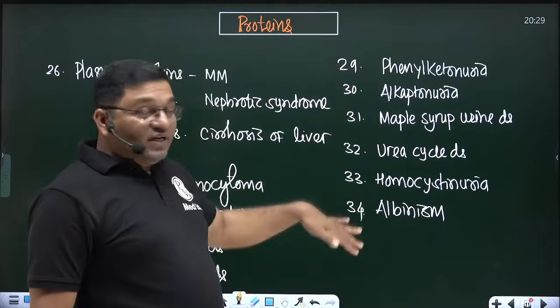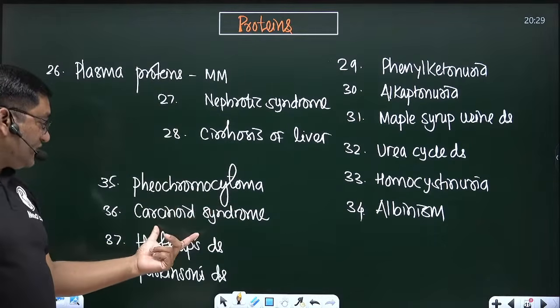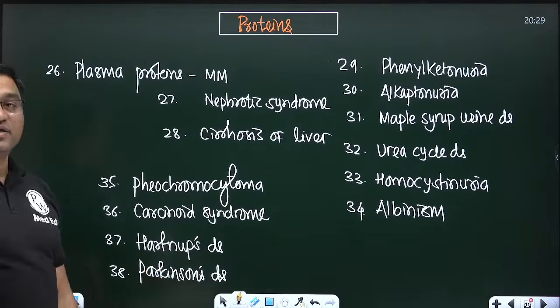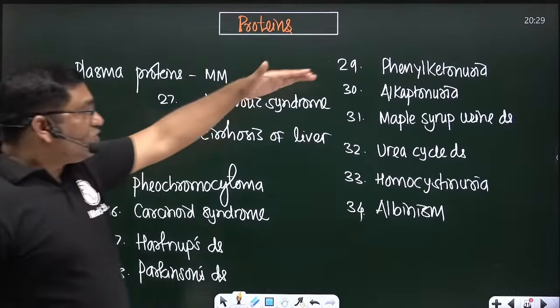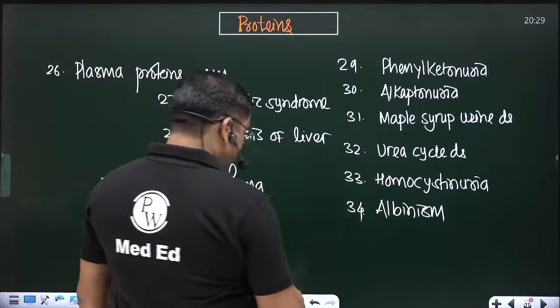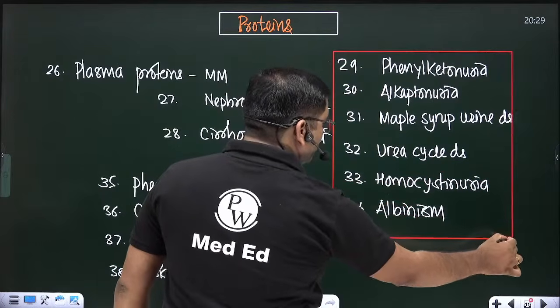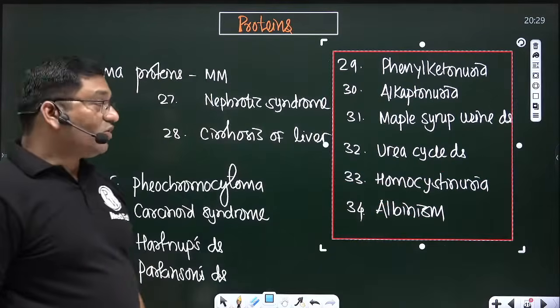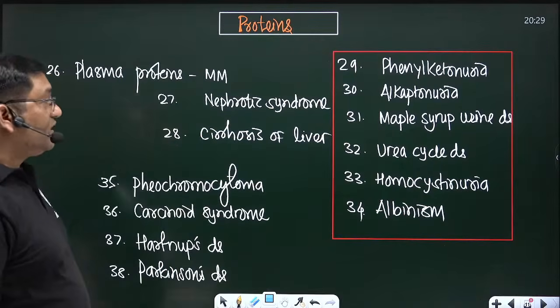These are very important clinical cases, and these are rare ones: pheochromocytoma, carcinoid syndrome, Hartnup's disease and Parkinson's disease. So these are the rare clinical cases, but these are very, very important clinical cases. Of all these clinical cases, they are very, very important from the protein metabolism topic.